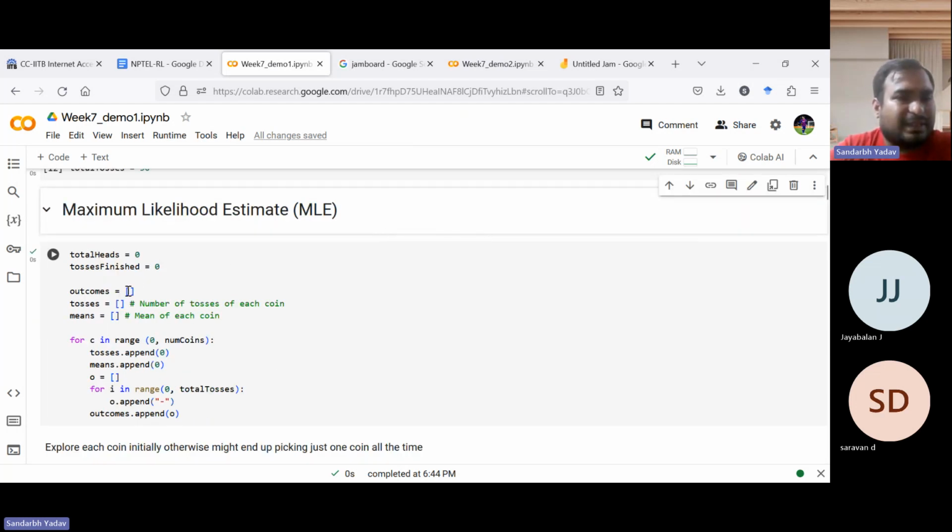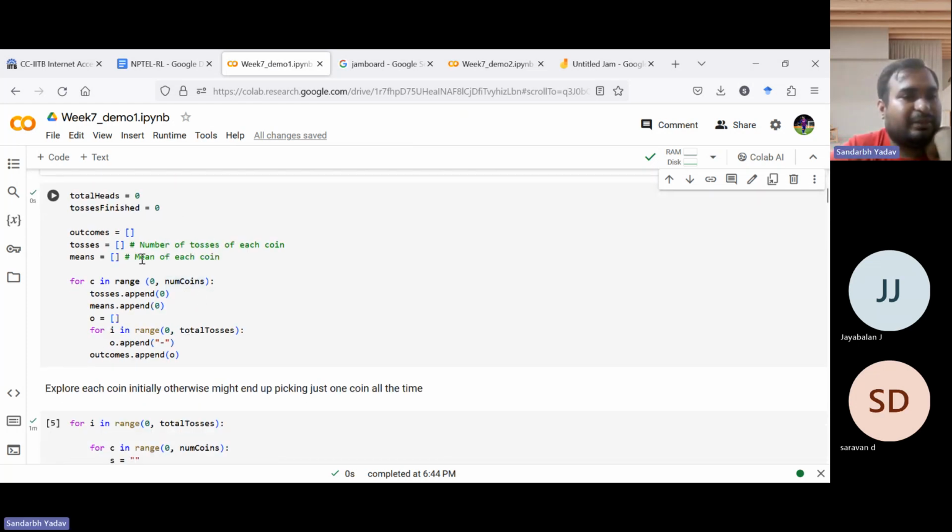So outcomes is basically a 2D array. It shows the outcome of each coin. And tosses is not two-dimensional, but a single-dimensional array with three elements. Each element corresponds to one coin, and it will simply track how many tosses of each coin we have done. This will help in calculation of the mean, because we will know the number of heads, and we will simply divide by the number of tosses of each coin. And this array is the means of each coin. So this is again a three element array.